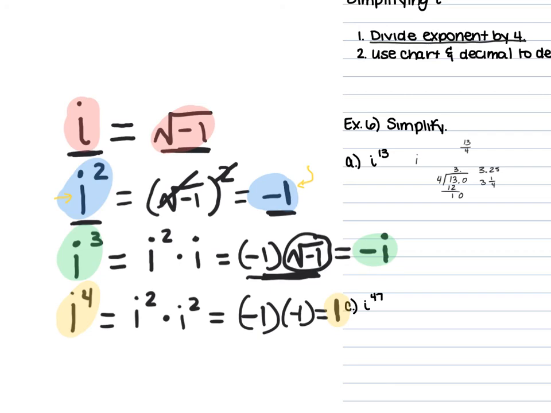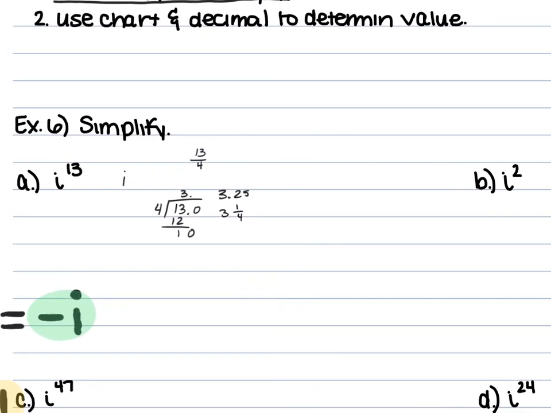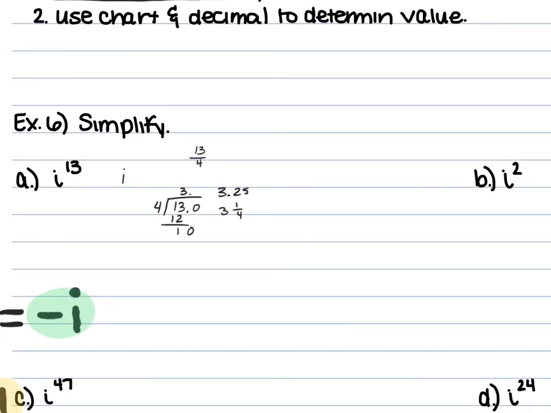Okay, so what we've got, I'm looking for the best way to show this here. Let me just show this real quick. We've got I to the 13th. Let me show you what we're actually doing with this so that when I do the division, it kind of shows you what's happening. So I'm going to divide that 13 into groups of 4 since we're dividing it by 4.